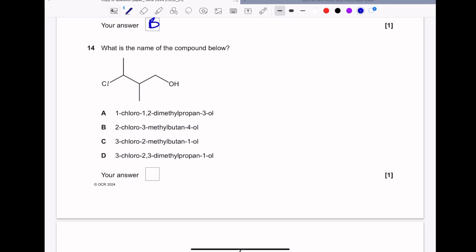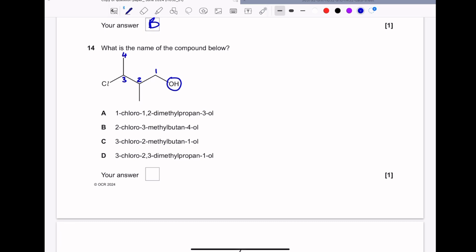Question 14 is what is the name of the compound below? So numbering it, the thing that gets priority is actually the alcohol, and the reason being it becomes the suffix. So it's always like 1-ol, 2-ol, etc. So if it's a suffix, it gets priority. So this would be a 1-ol, so that's carbon 1, carbon 2, carbon 3, and carbon 4.